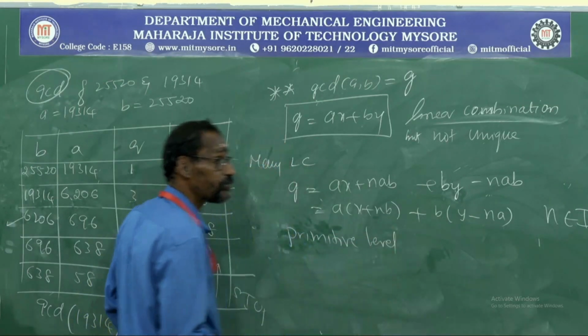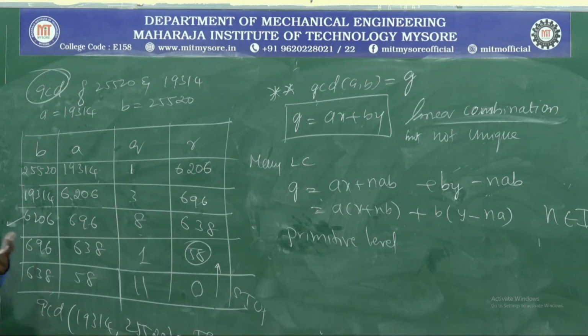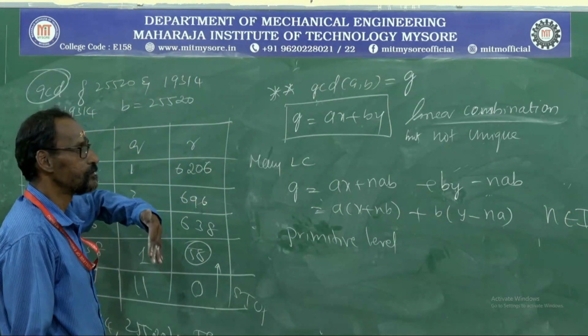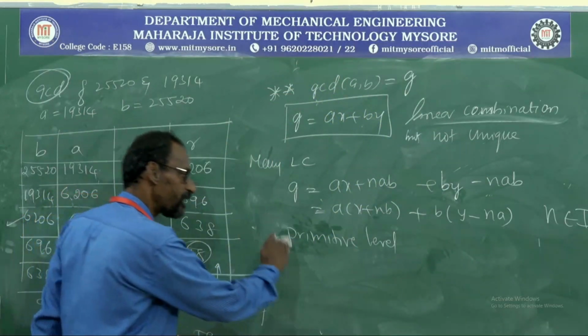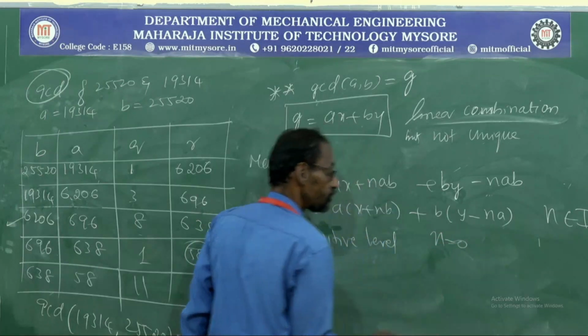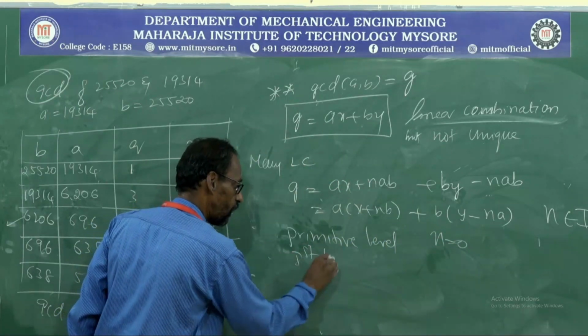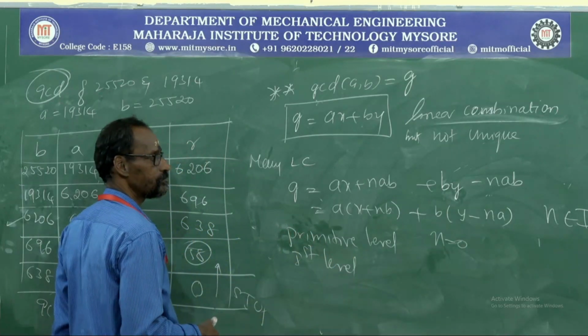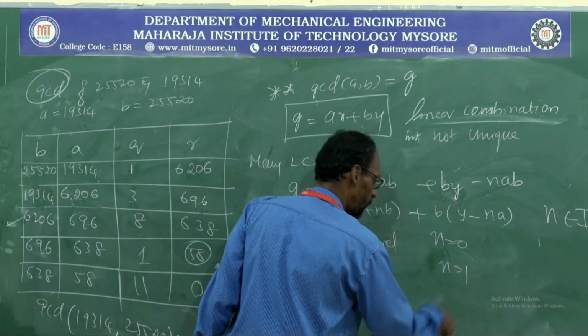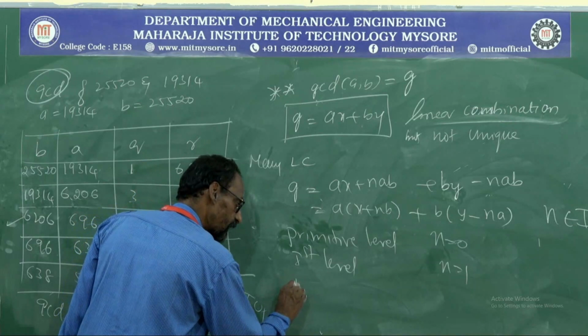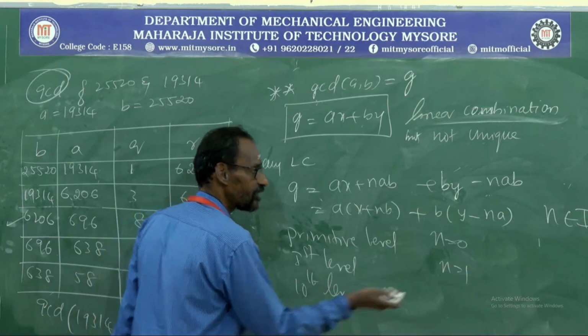People have heard of cryptography, coding and decoding. When I say coding and decoding, the next question is, what is the level of security? For a better level of security, I should go to a higher level. To go to the higher level, this representation plays an important role. Take N equal to 0, first level security. A hacker should have some difficulty to hack, then take N equal to 1. I want, say, 10th level.